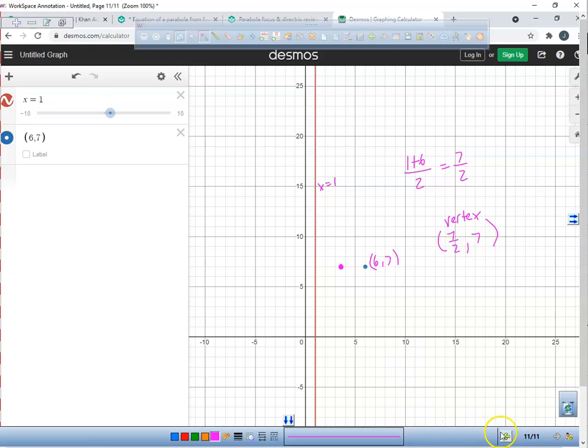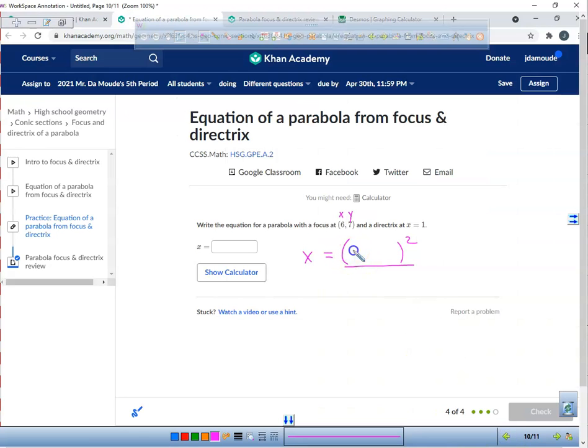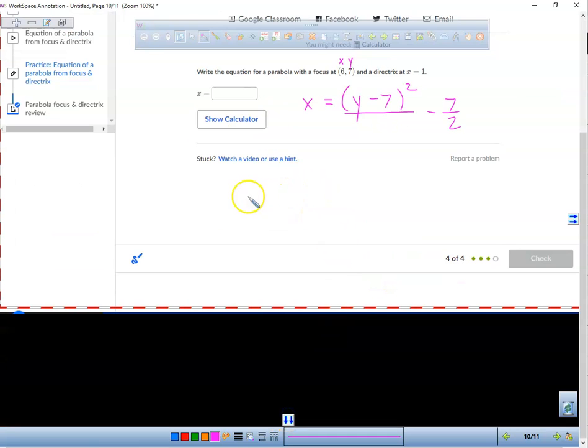So what does that mean for my little, I'm going to put y minus 7, and then this will be minus 7 over 2. So I just wonder if this denominator right here will be a 2. We'll find out. Here we go. Here's how you do it by hand.